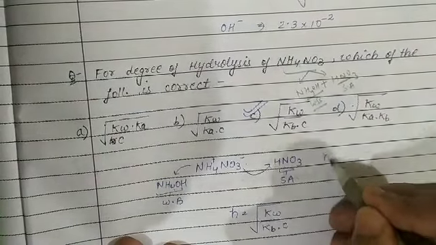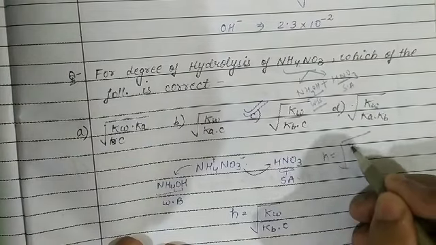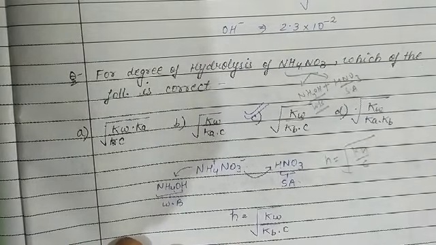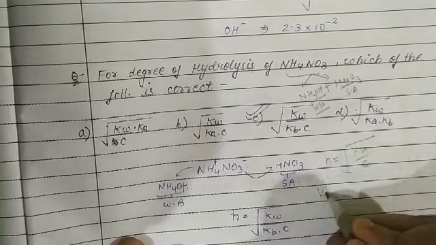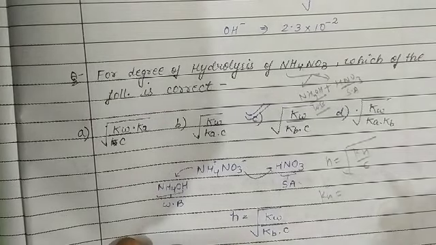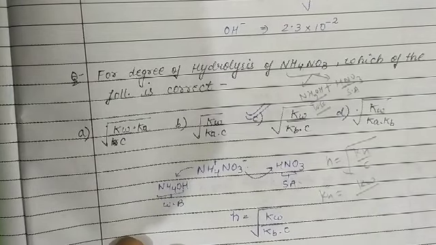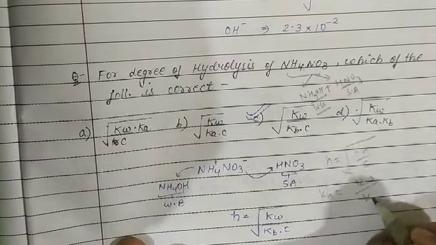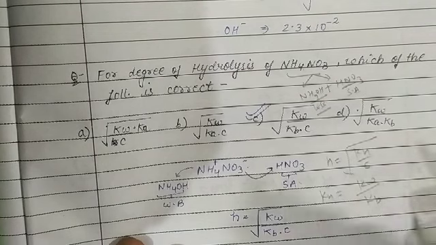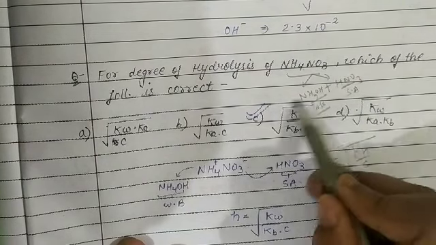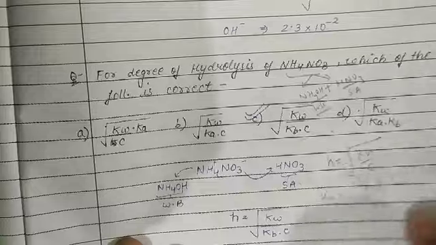As we know, in this case degree of hydrolysis is under root of Kh upon C. And also we know that Kh for this kind of salt is equal to Kw upon the weak part, which is base, therefore we will divide by Kb. Now put the value of Kh. So we get option C. So option C is correct.